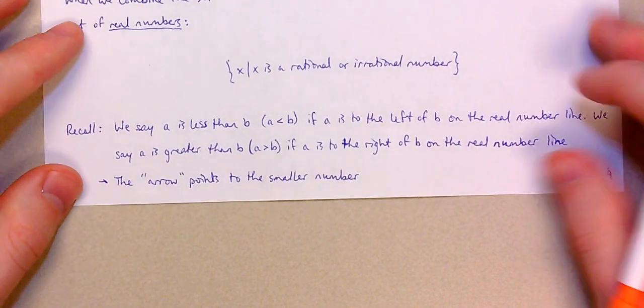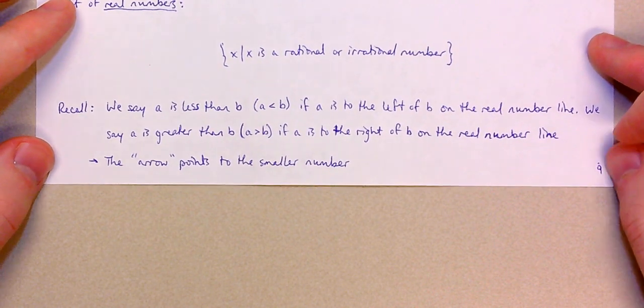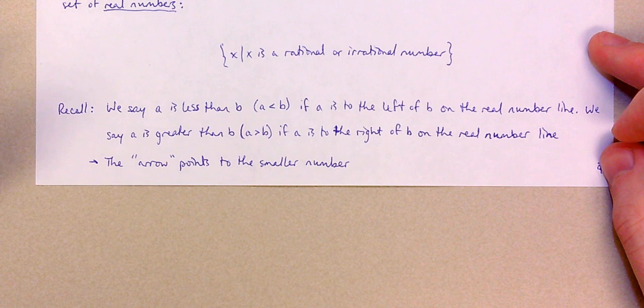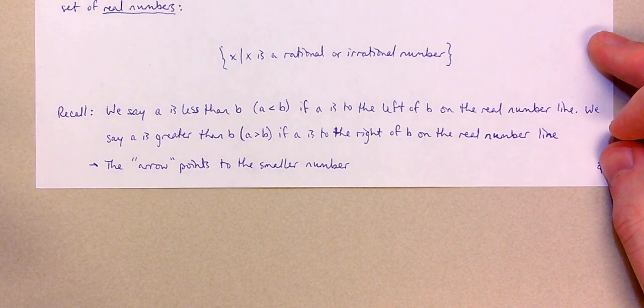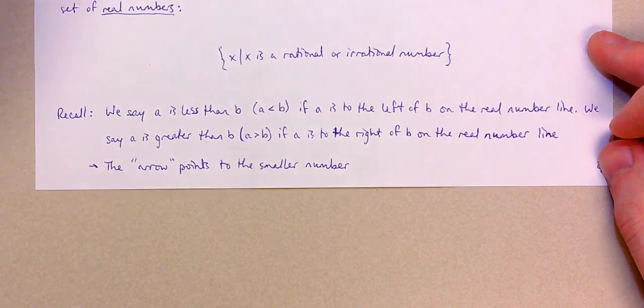Just a helpful hint, the arrowhead or the arrow is always going to point to the smaller number. So if you have two numbers and you know that one is smaller, you have the arrowhead point to the smaller number.